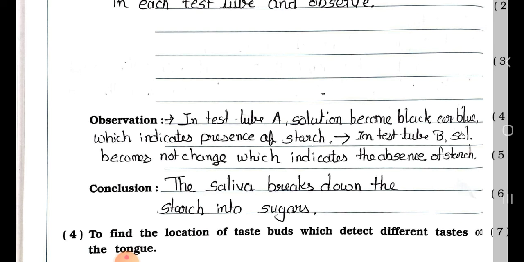Observation. Now see what is observed. In test tube A, the solution becomes black or blue, which indicates presence of starch. And in test tube B, the solution does not change color, which indicates absence of starch.